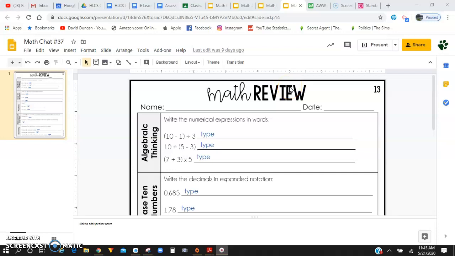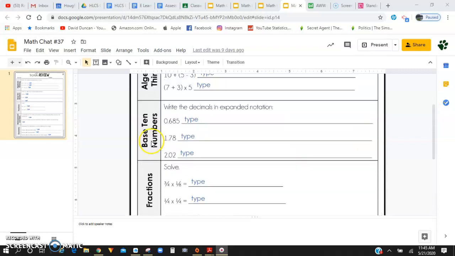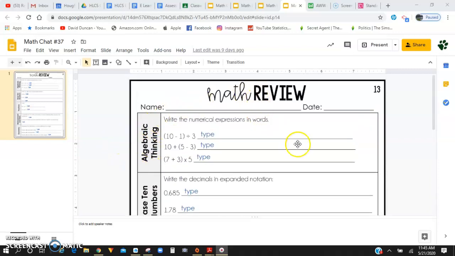All right, guys, Math Chat 37. I'm going to go over each one of these content areas with you and then get you started. And then hopefully you guys will be able to continue on your own independently.